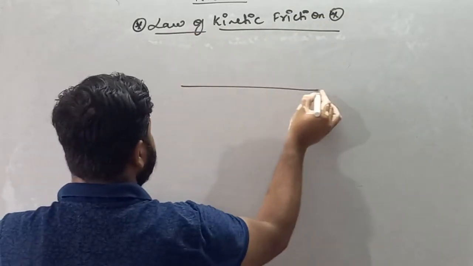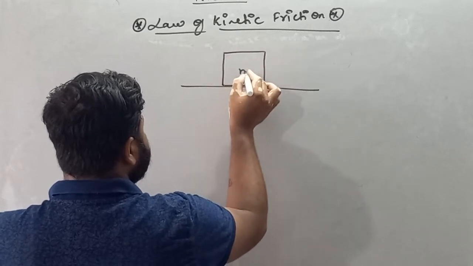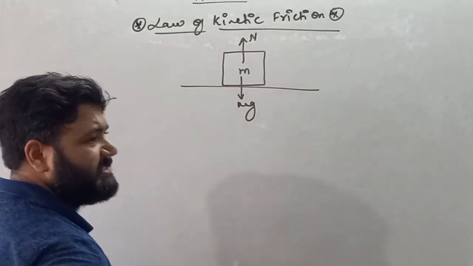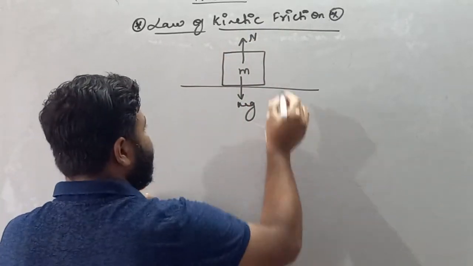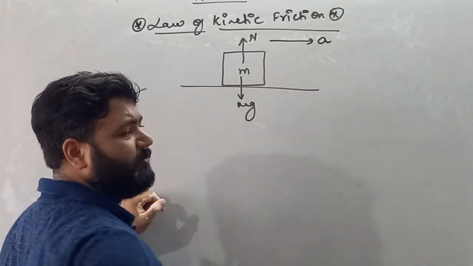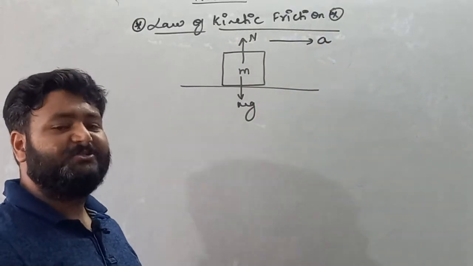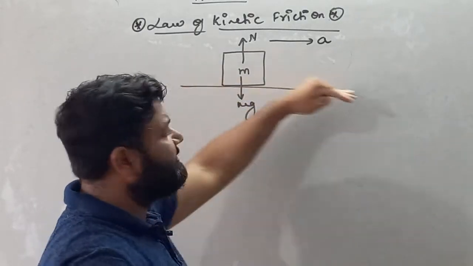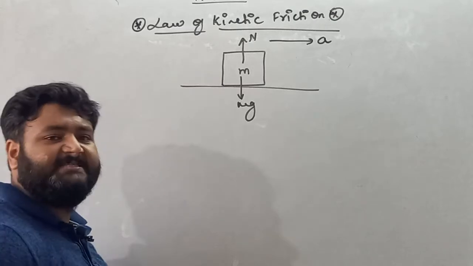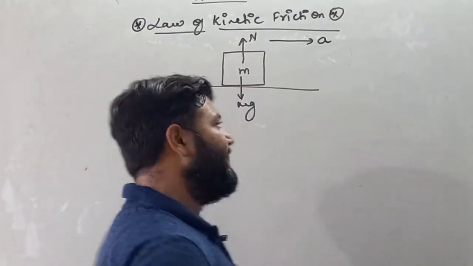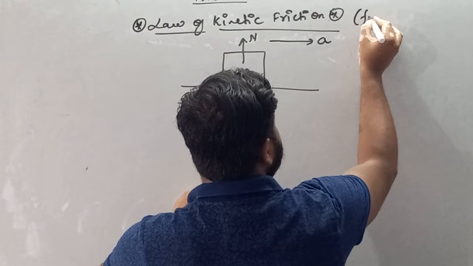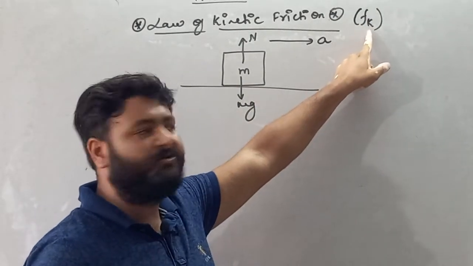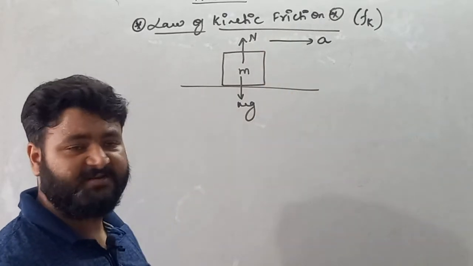So let's suppose we have a body whose mass is m, vertically downward mg, and in upward direction normal reaction force is there. And let's suppose due to the applied force the body is accelerating. If the body is accelerating, it means the body is moving. So if the body is moving, then the friction which takes place is kinetic friction, represented by Fk. Again, kinetic friction is also a surface force. Normal reaction force is also a surface force.